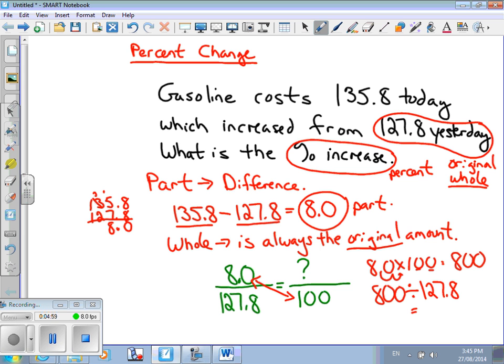Definitely going to use a calculator on this one. 800 divided by 127.8. And the calculator says 6.2. And then my next decimal is a 5 followed by a 9. So I'm going to round up to a 6 because it's just going to go on and on and on. Final statement. This is a 6.26% increase.